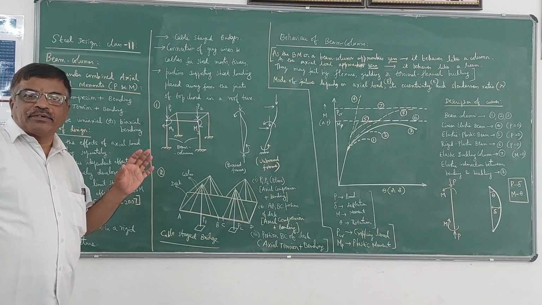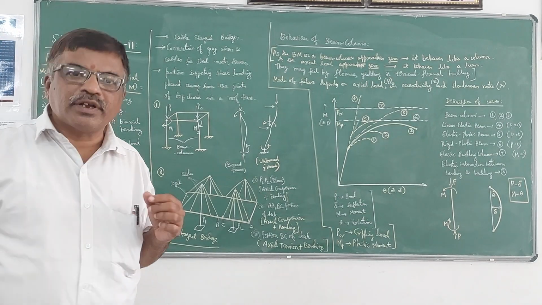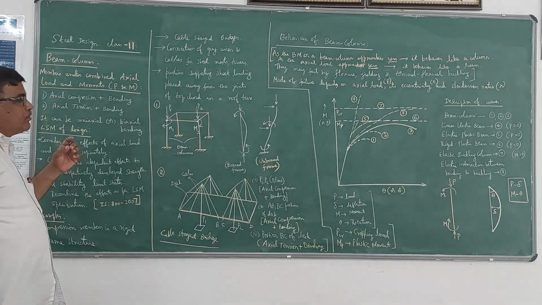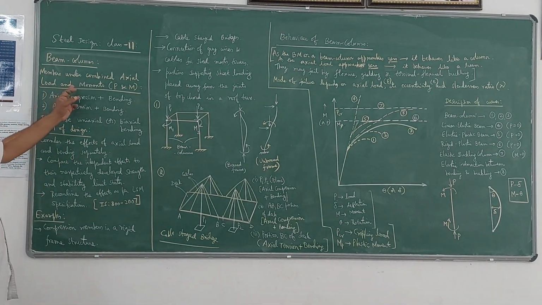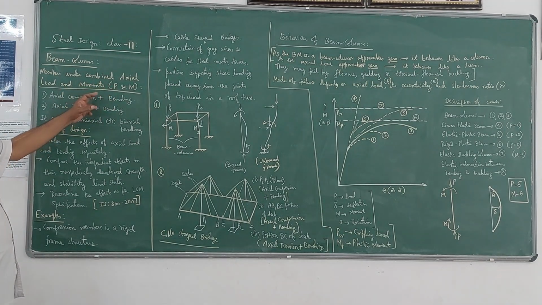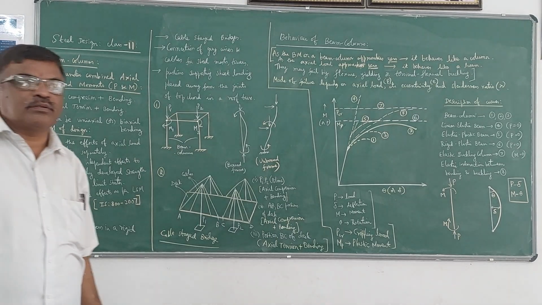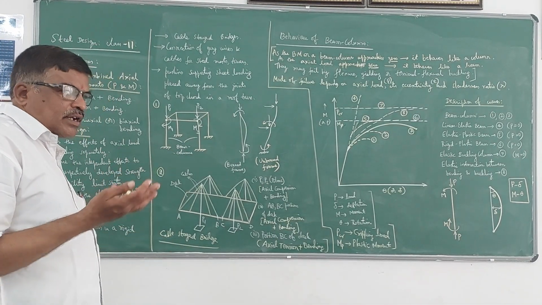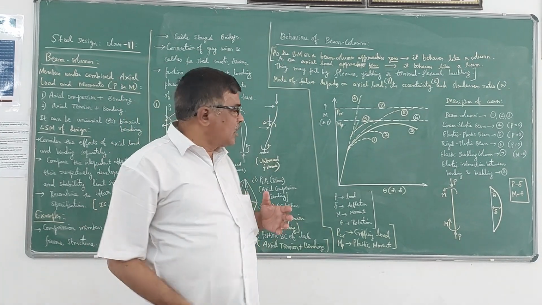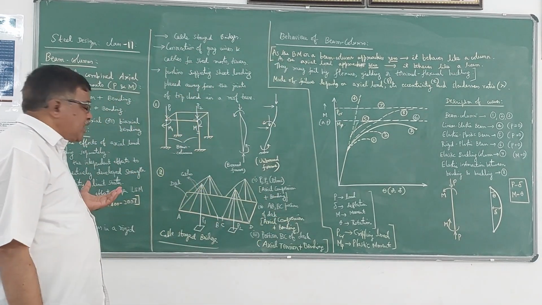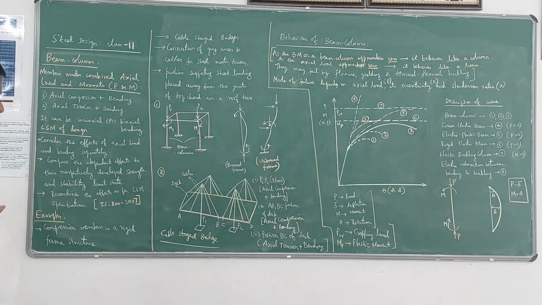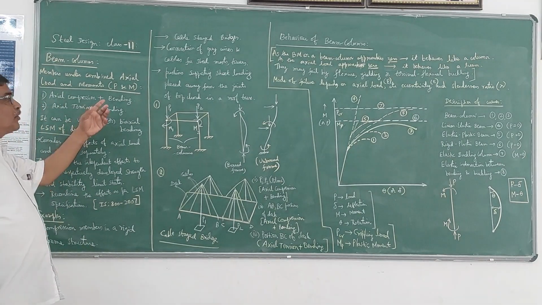In this class, we will discuss a new concept called the beam column concept. The members which undergo the effect of both axial load and moments are termed as beam columns. That means the structural member behaves like a beam as well as a column. Normally beams are subjected to bending moment and columns are subjected to compression or axial force, but here both the effects will be there.